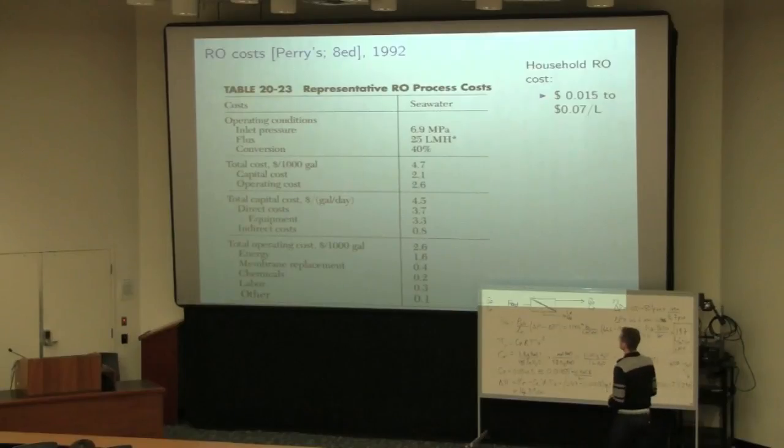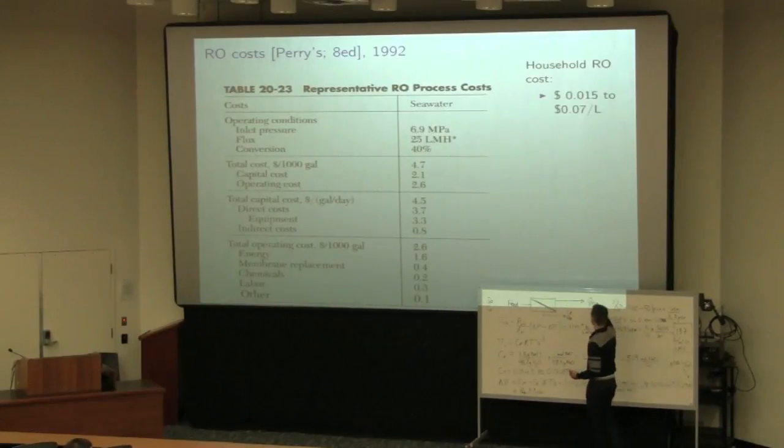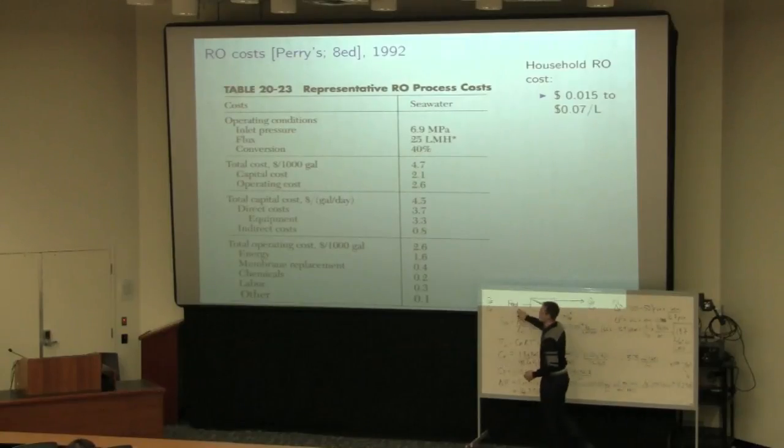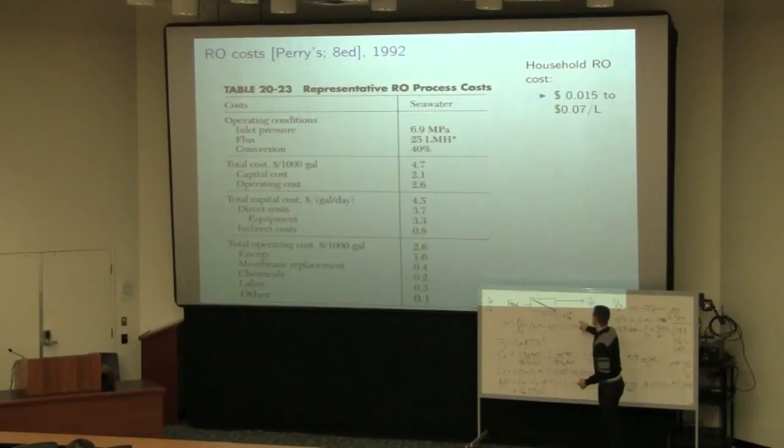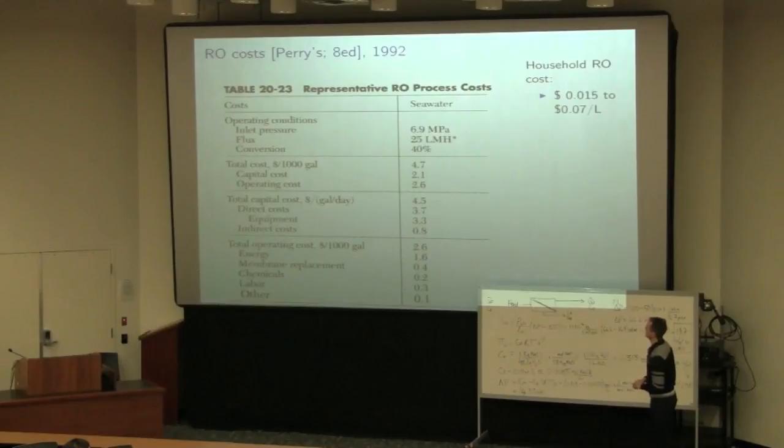And then conversion is 40%. We'll introduce that terminology in the next few slides, but essentially it's the ratio of our permeate flow to our feed flow. So in this case, only 40% of what we feed to the membrane actually comes out as permeate. The other 60% is wasted in the retentate. If we're doing reverse osmosis, this fluid would then be discarded. We're interested in the permeate that's cleaned up. So for every liter we put in our feed, we get 400 mL of permeate. That's what conversion is for this system.